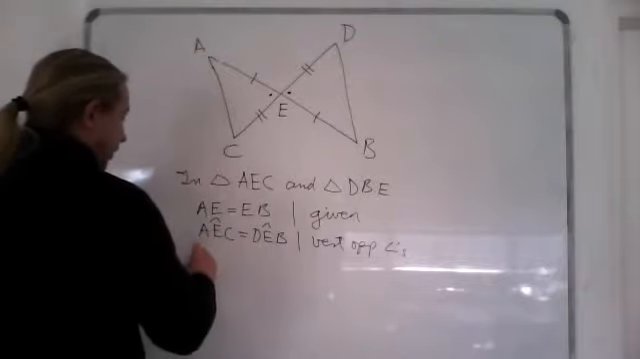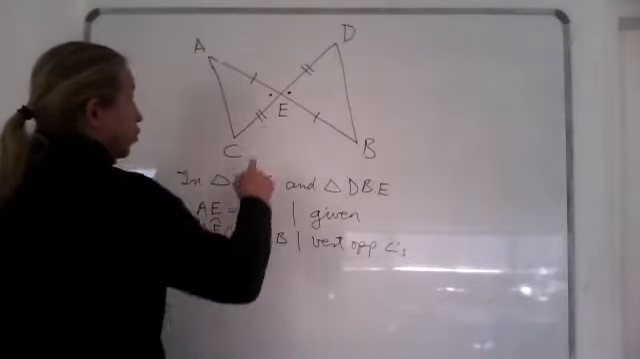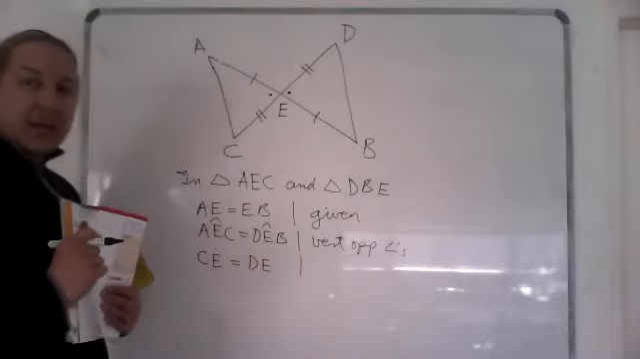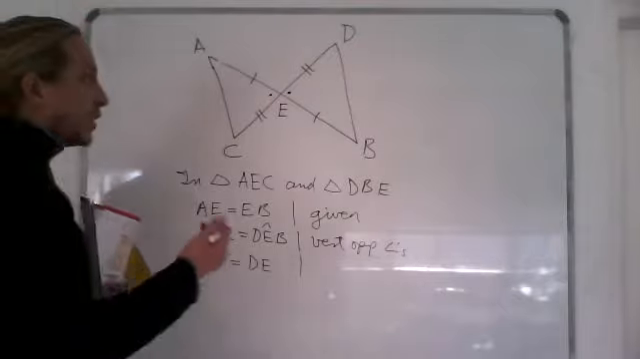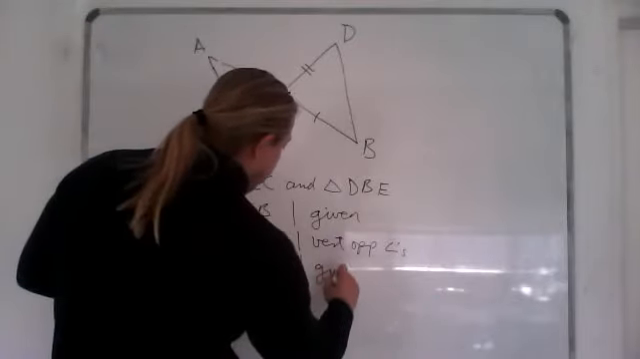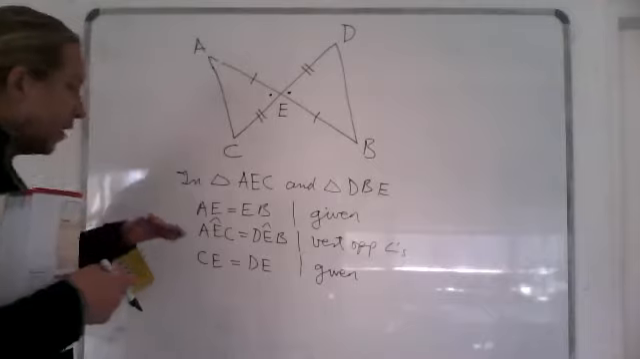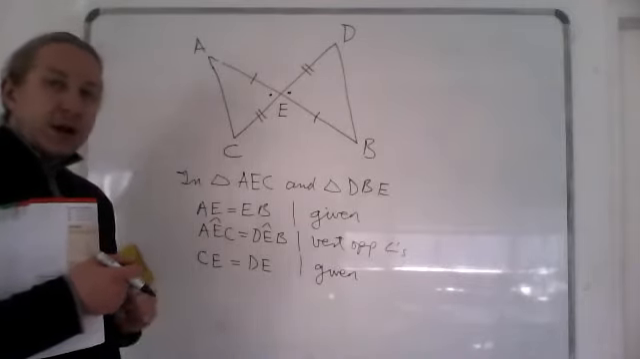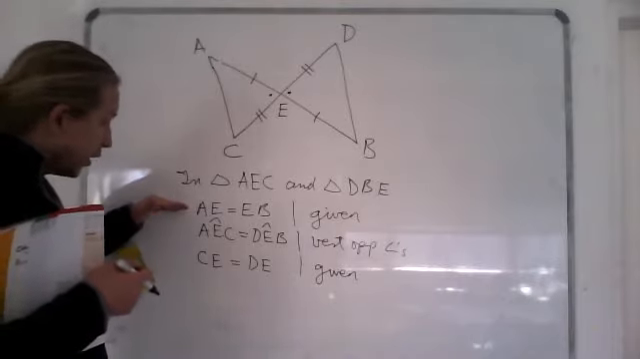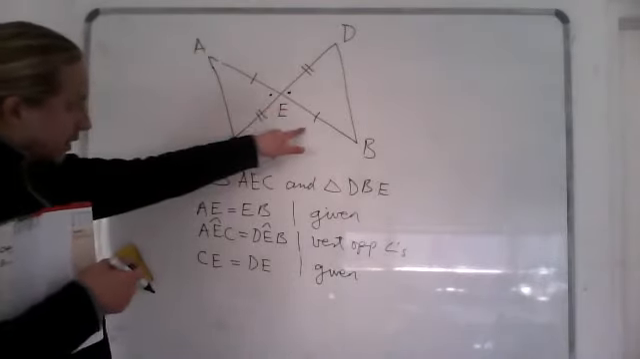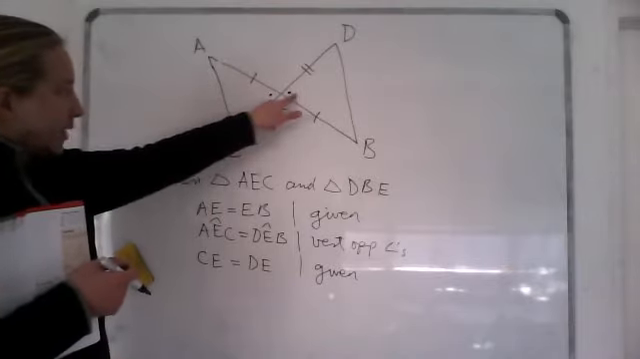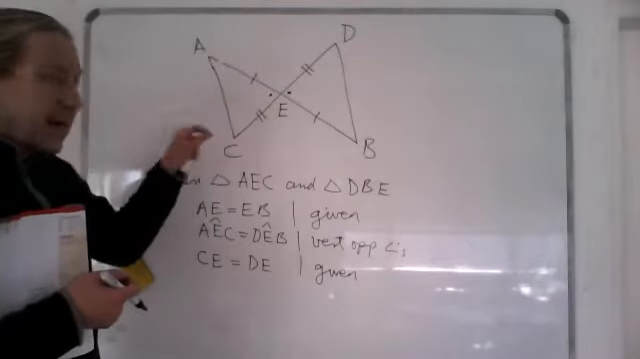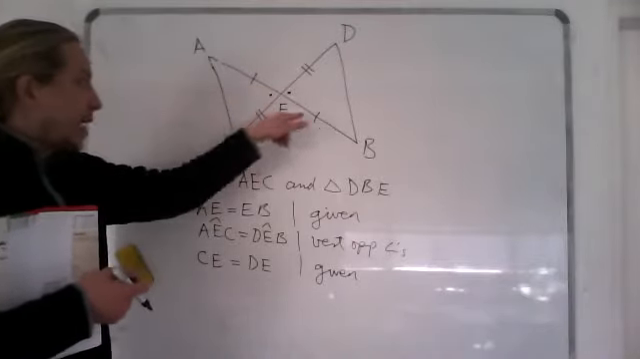So we know also that CE equals DE. Okay, what's the reason for saying that? Again, it was given to us in the question. So this is given. Right, now if you notice, we've met the three steps of proving that these two triangles are congruent. We showed that these two sides are the same, the two angles are the same, and this side is the same, and that is side, angle, side.